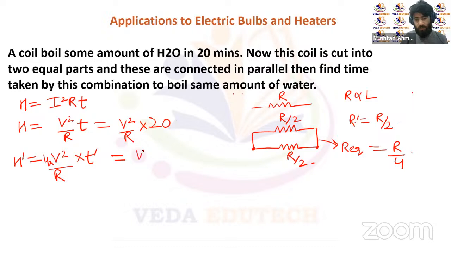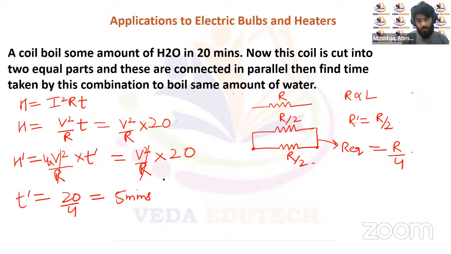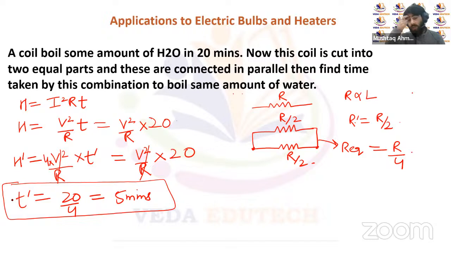We can put this heat consumption equal to V square upon R multiplied by this 20. So V square upon R will get cancelled, and T dash will be 20 upon 4, that will be equal to 5 minutes. So in case of parallel combination, it will just take 5 minutes to boil this same amount of water. So the answer to this question is 5 minutes.